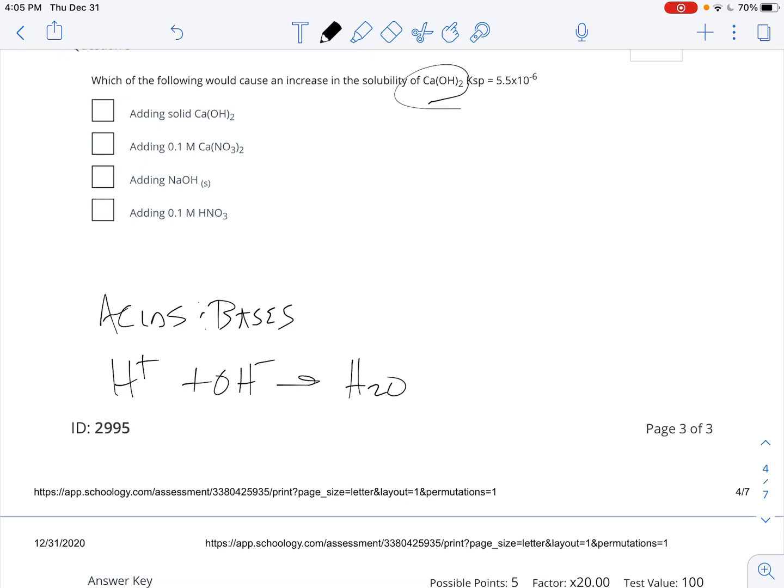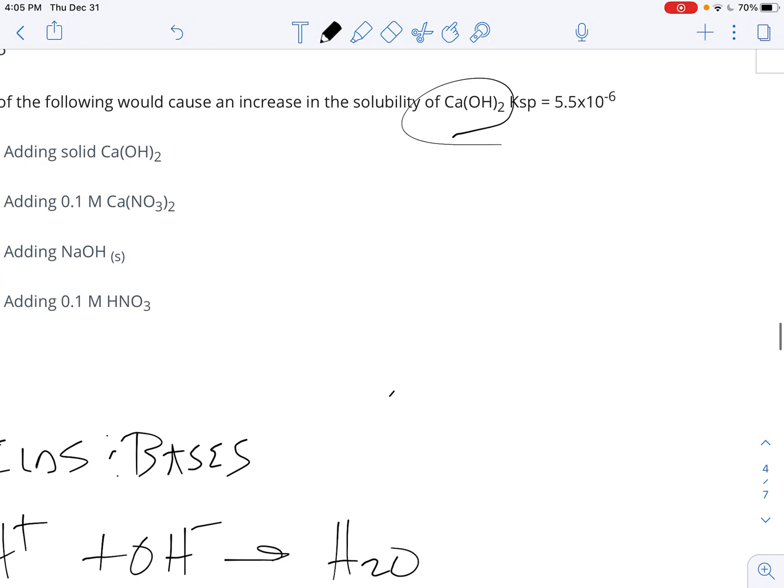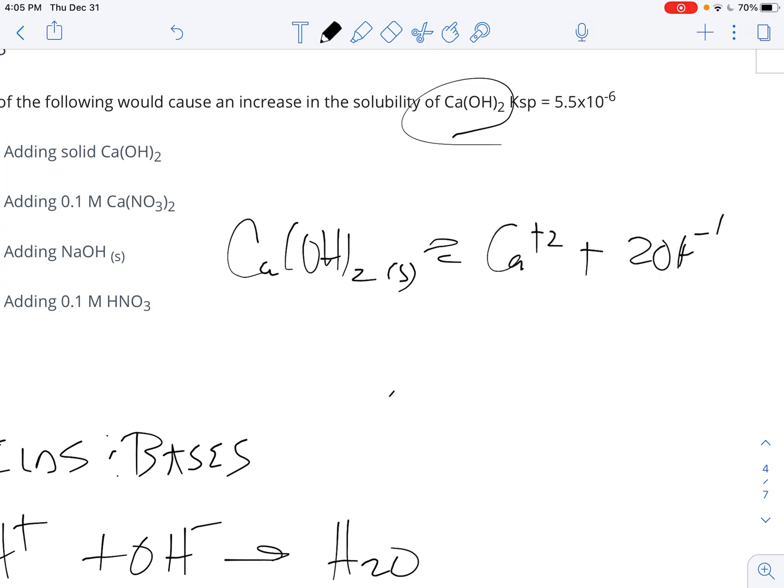So this says, which of the following would cause an increase in the solubility of Ca(OH)2? All right, well, let's talk about this for a second. What you've got is Ca(OH)2, a solid that's going to break into the calcium ions and two hydroxide ions. So this one says which one is going to cause an increase in the solubility. That means going to the soluble side over here to the right.